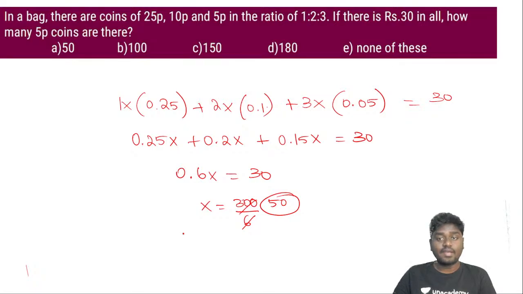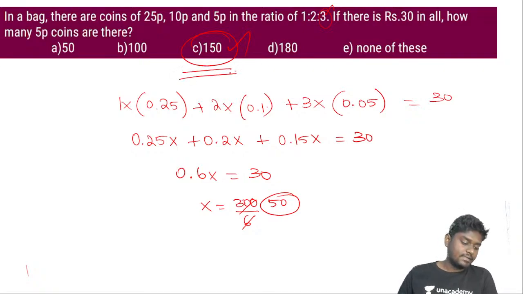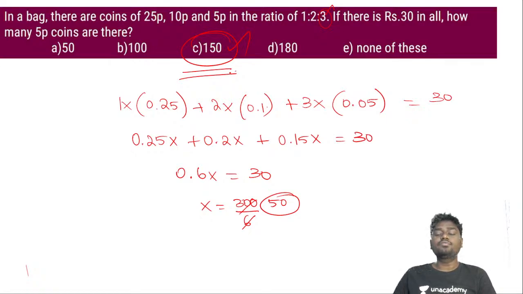And you need to find how many 5 paise coins. 5 paise coins means simply what exactly? 3x. You have 3x number of 5 paise coins. So the answer is exactly option C. It is not option B, it is option C, guys. You have 150 5 paise coins. If they ask you how many 10 paise coins, it is 100. If they ask you how many 25 paise coins, it is 50. You're getting this? Give me a thumbs up. You're clear with this, everybody?